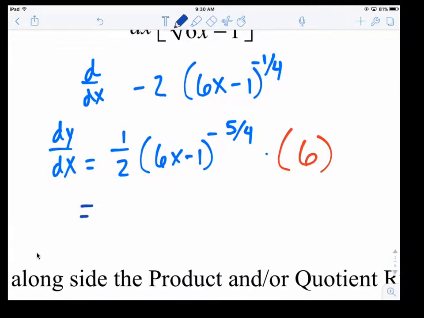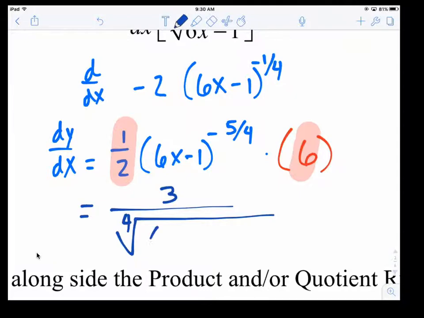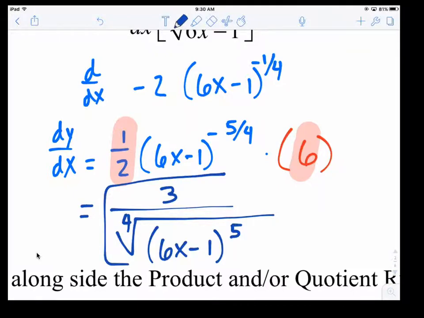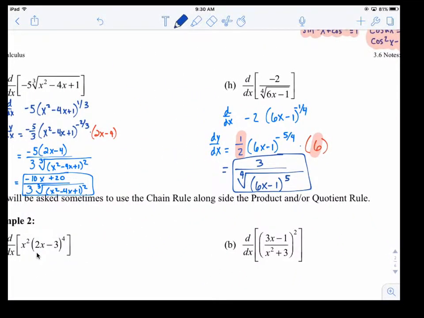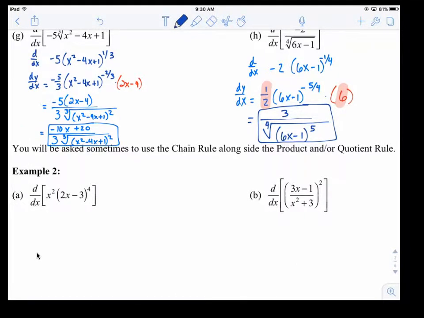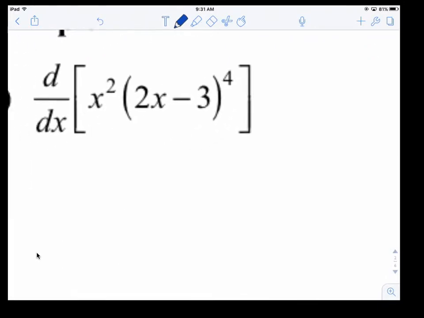So it looks like I have half of 6, 3, right? I have 3 over the 4th root of 6x minus 1 to the 5th. Good. Right, so sometimes you're going to have to use multiple rules, right? Product, quotient rule, along with the chain rule. So it's good to kind of just get practice with that.